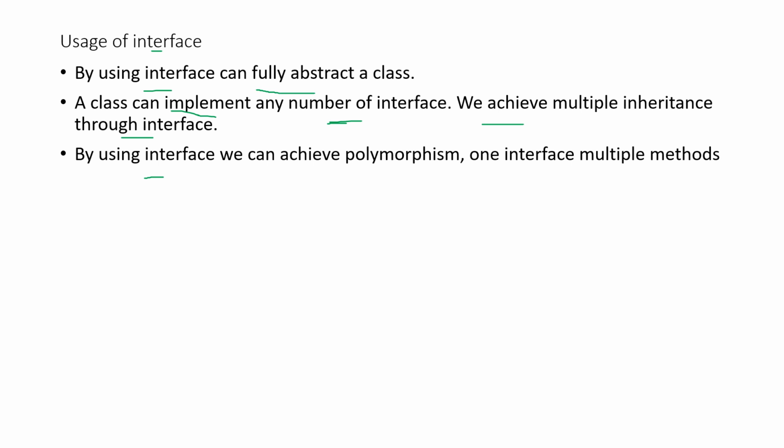By using an interface, we achieve polymorphism: one interface, multiple formats of a method. The same method in multiple formats. For example, void sort: one class will sort integers, another class will sort strings, and another class will sort doubles. Likewise, it varies.